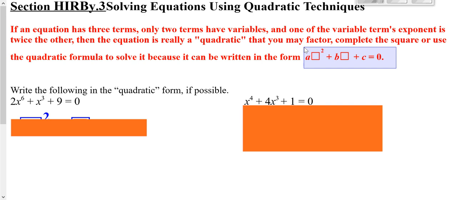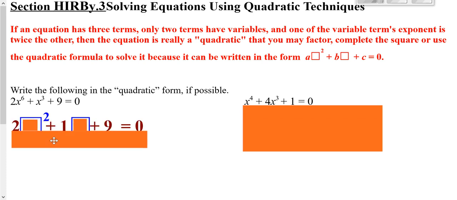The variables would be in the spots where your boxes are, and you can see that the one box has an exponent of 2, the other box has an exponent of 1, so one of the exponents is double the other. So the question is, is this first problem down here quadratic? If it is quadratic, go ahead and write it in the quadratic form. So you'll notice that we do have three terms. We do have two with variables, and this exponent of 6 is double this exponent of 3.